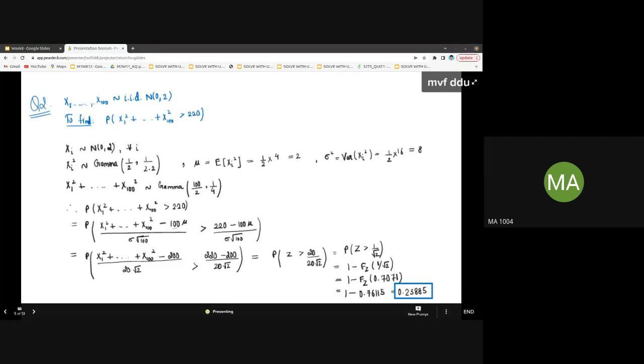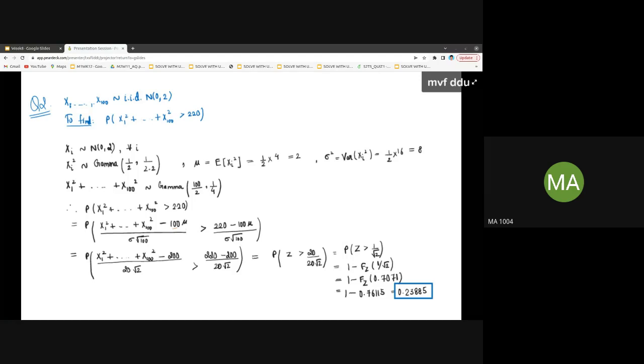Just a second. Someone raised their hand? Could you write the formula for variance? Is it alpha by beta whole squared or alpha by only beta square? Not whole square, beta square.